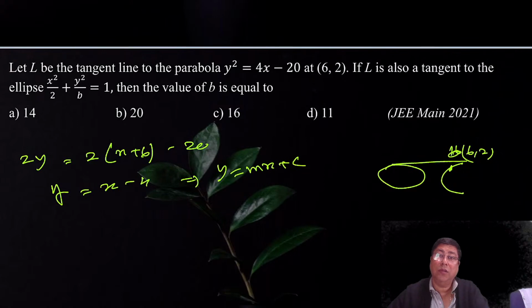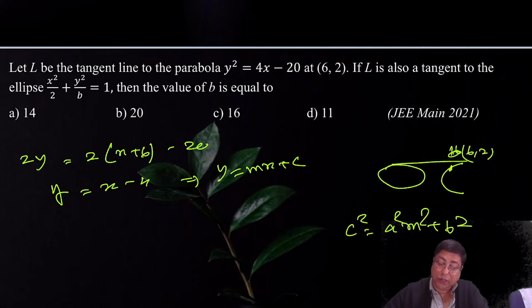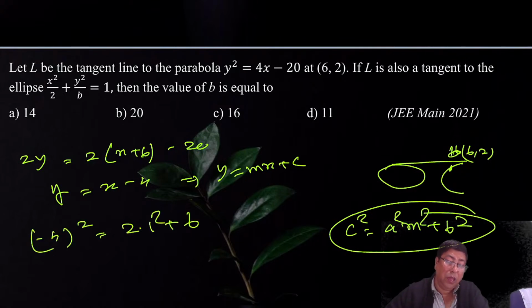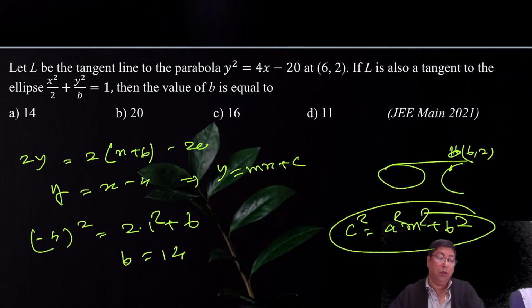It is in the form of y equal to mx plus c. It is also the tangent to the ellipse. So it will satisfy, because for tangent to the ellipse, c square equal to a square m square plus b square. Therefore, we can write this as minus 4 square equal to 2 into 1 square plus b, so b equal to 14. Let us go to the next one.